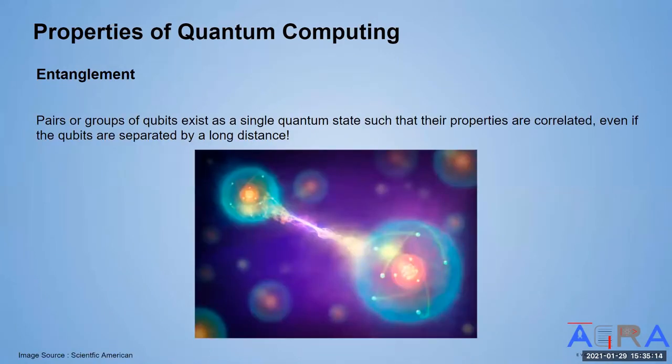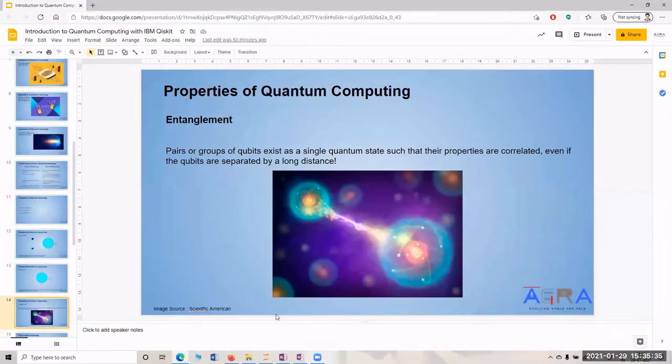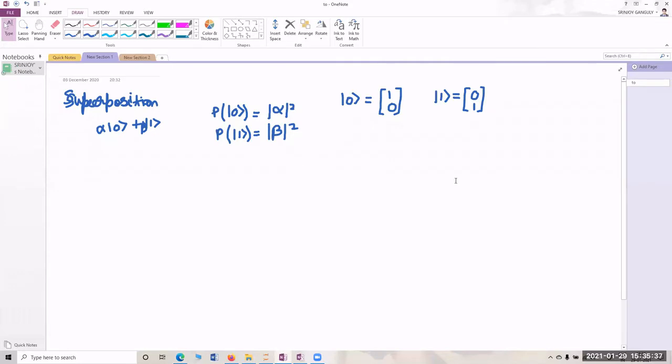Next is entanglement, and this is one of the really fascinating phenomena where a pair or a group of qubits are very strongly correlated. If there is one qubit, its properties are heavily dependent on the other qubits. So let me explain this. How do you check for entanglement? Let's see.